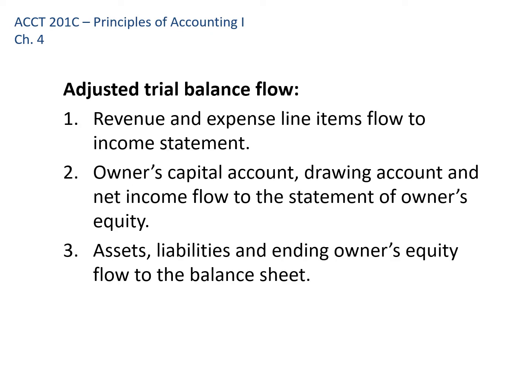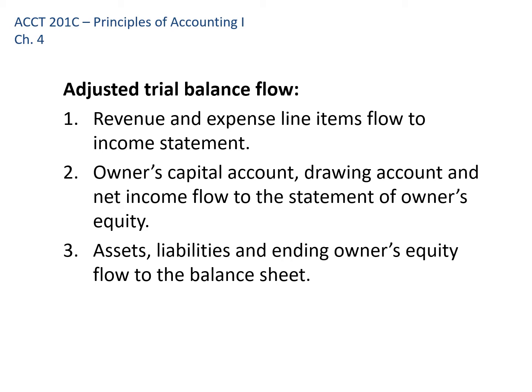So the adjusted trial balance flow: all of the information that we need to create financial statements exists on the adjusted trial balance. So all of the revenue and expense line items are going to go directly to the income statement. The owner's capital account, drawing account, and then the net income from the income statement will be used for the statement of owner's equity. And then last, we'll be able to do the balance sheet by looking to the assets and liabilities section of the adjusted trial balance, and then the ending figure from the statement of owner's equity.